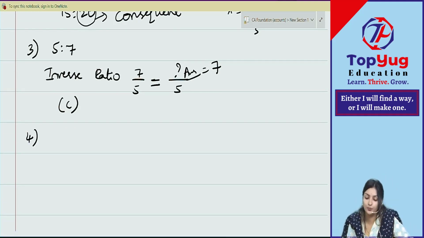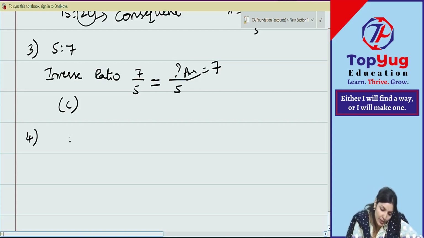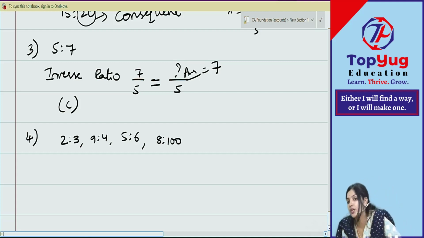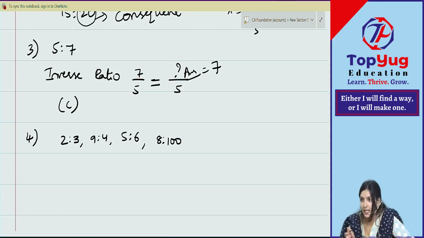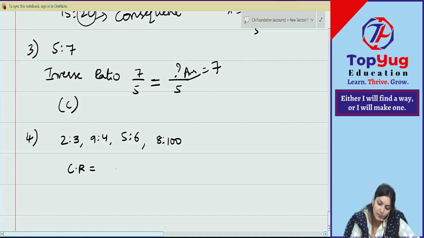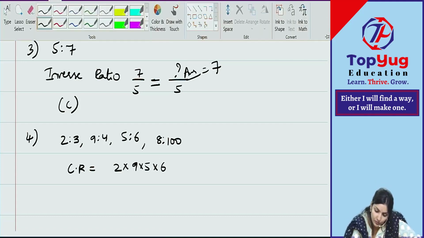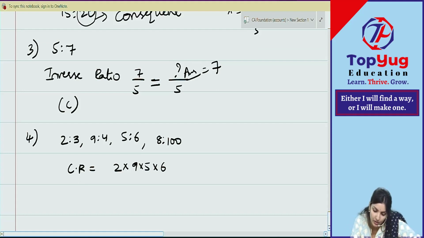Shall we proceed next? The ratio compounded of 2:3, 9:4, 5:6, 8:10. So what is compound ratio? Product of first terms is to product of last terms. That's what we have written. Hai na? So have a look. CR is nothing but 2 into 9 into 5 into 6. 1 minute, 1 minute.